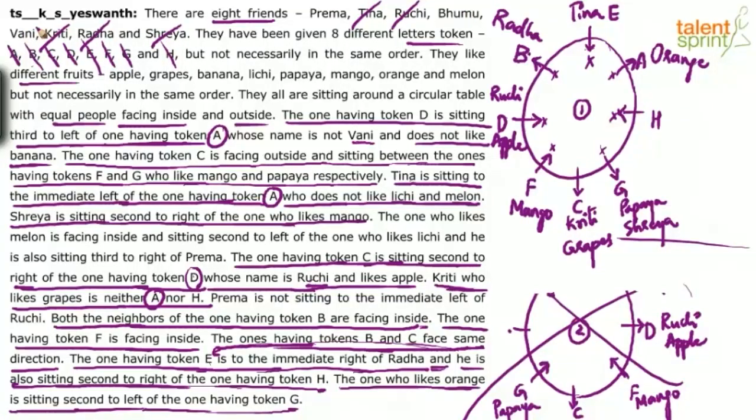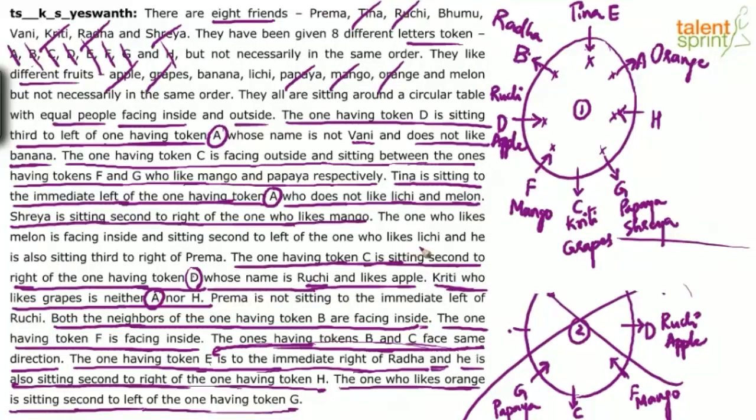Prema, Bhumu and Vani. And with respect to fruits, what all are marked? Apple is marked, grapes is marked, banana is not marked, lychee is not marked, papaya is marked, mango is marked, orange is marked, melon is not marked. Okay, so 3 fruits and 3 persons: banana, lychee, melon, and Vani, Prema, Bhumu.